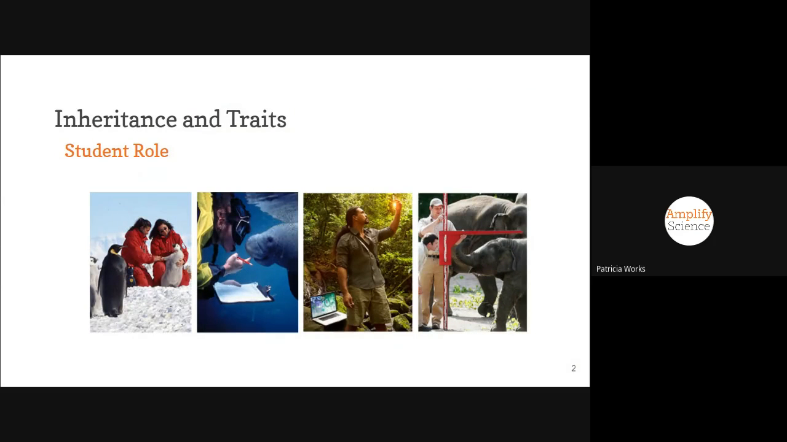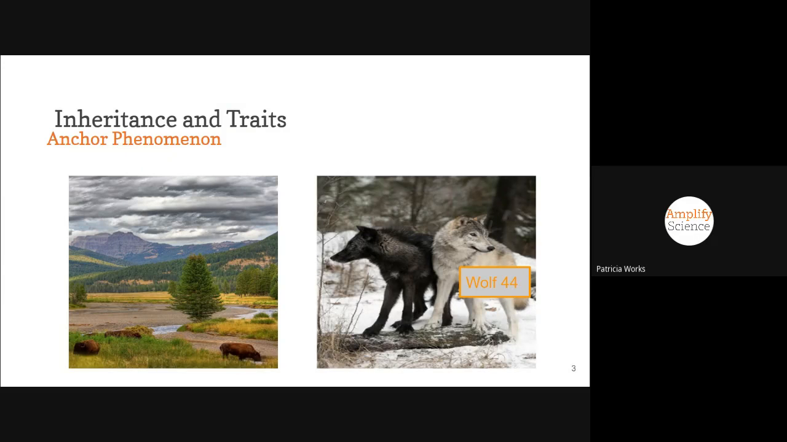In Inheritance and Traits, students take on the role of wildlife biologists working in the fictional Greystone National Park to figure out the anchor phenomenon in their unit. Students study two wolf packs and they're challenged to figure out why Wolf 44, an adopted wolf, has certain traits. Students observe variation between and within different species, investigate inherited traits and those that result from the environment, and work throughout the unit to write an explanation of how Wolf 44 acquired certain traits.